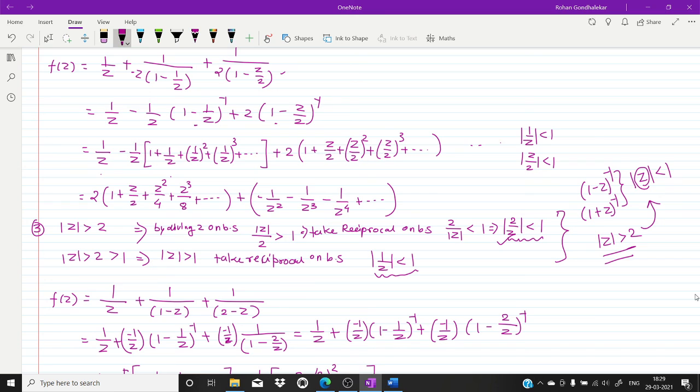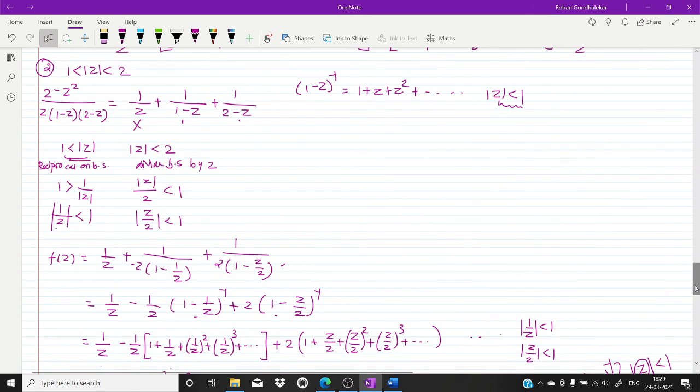Now one more point remains because of the middle term. In the middle term, I am not able to manage 2 upon z, because the middle term is 1 minus z. I am not able to manage 2 upon z here anyhow. So now what? As your mod z is greater than 2, of course it is greater than 1. Hence I am getting mod z is greater than 1. Now how do I come to know this? It can be derived from this case.